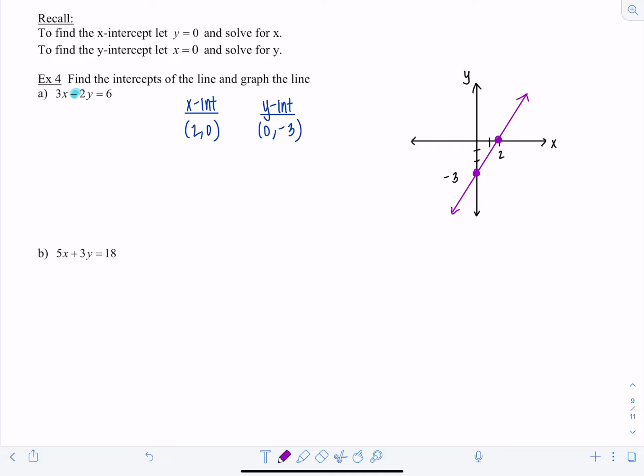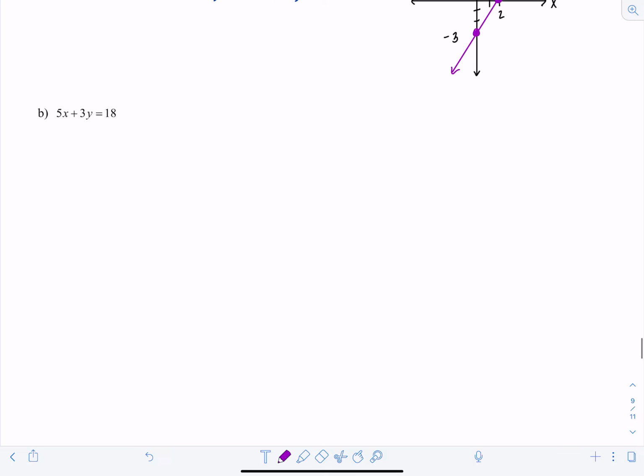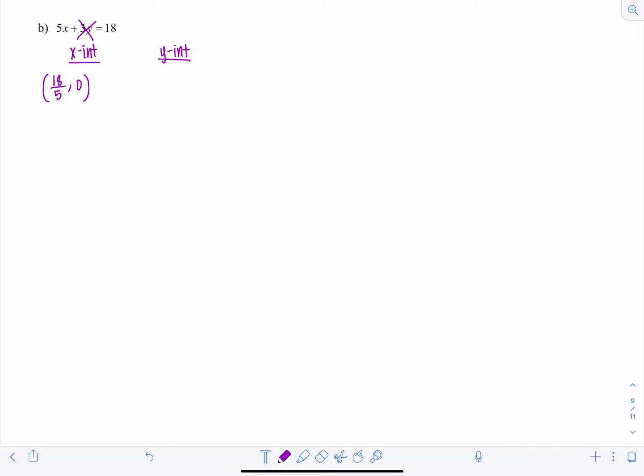All right, let's look at one more example here where it's a little trickier. So we'll still find the x and y intercepts, but we'll talk about what makes sense in terms of graphing right now, okay? So x-intercept, you're plugging in 0 for y, so imagine the 3y is gone. You just have 5x equals 18. So x-intercept is 18 over 5, comma 0. Now, other guy's turn. So y-intercept, imagine the 5x is gone. That means y is 6, so 0, 6.